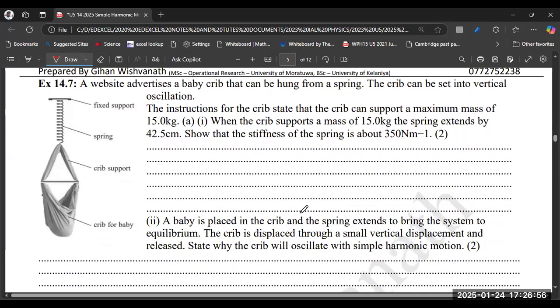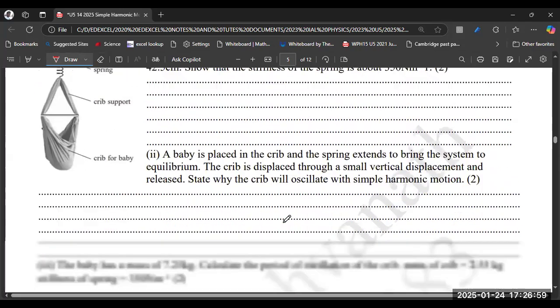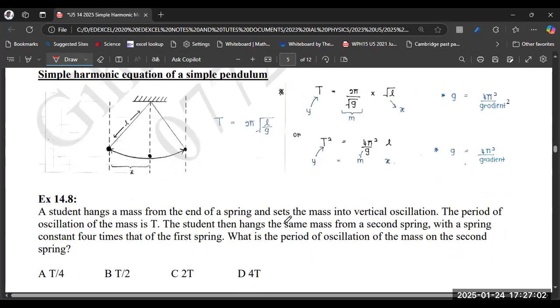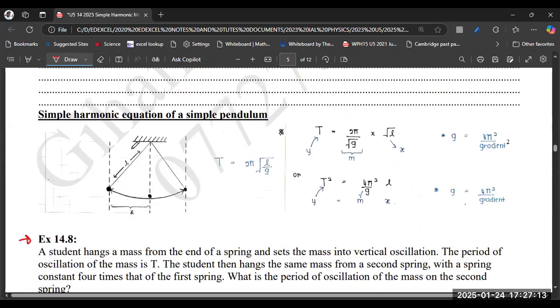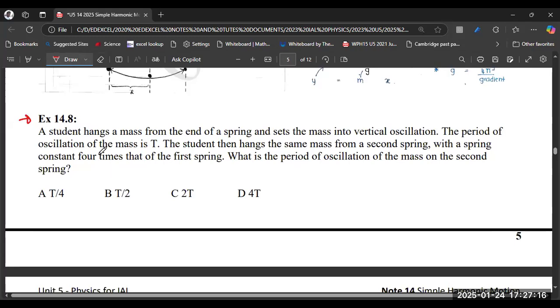Right. Then 14.7 homework. Simple harmonic motion. Before going to simple harmonic motion, actually I should have placed this 14.8 on top of this question. So I will finish this question. Then after that I will move on to the simple harmonic motion of simple pendulum. A student hangs a mass from the end of a spring and sets motion into vertical oscillation. So because this is a spring mass system. The period of oscillation of the mass is T. The student then hangs the same mass from a second spring with a spring constant 4 times that of the first spring. What is the period of oscillation of the mass on the second spring?